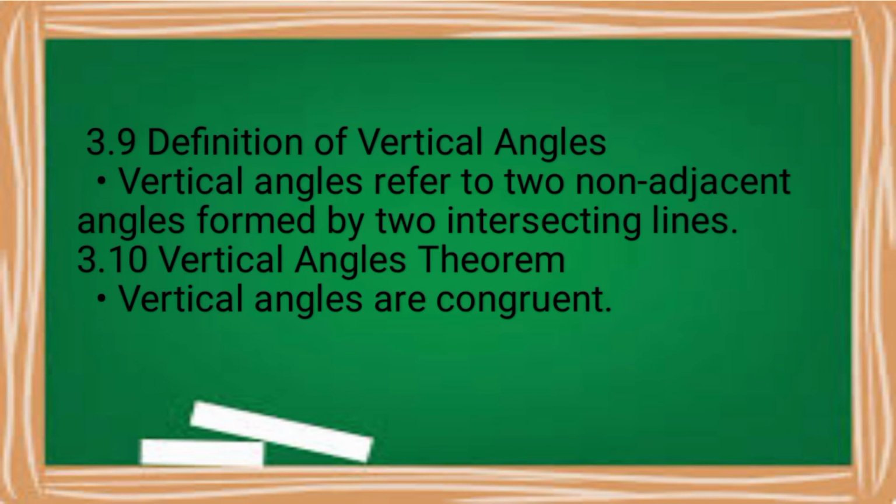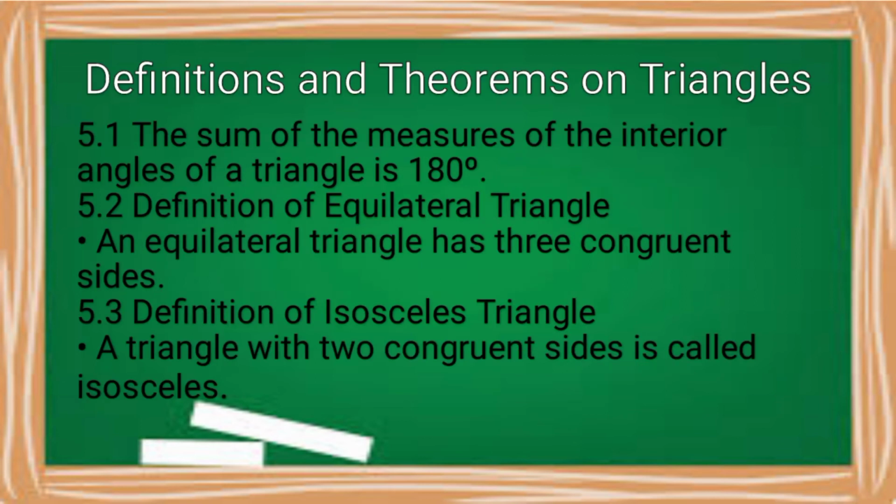Definition of vertical angles: vertical angles refer to non-adjacent angles formed by two intersecting lines. So vertical angles is like this. Yes, so vertical angles theorem: vertical angles are congruent. So it is not a straight line, but it is the example of vertical angles.